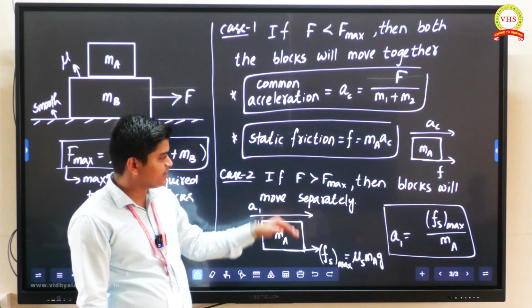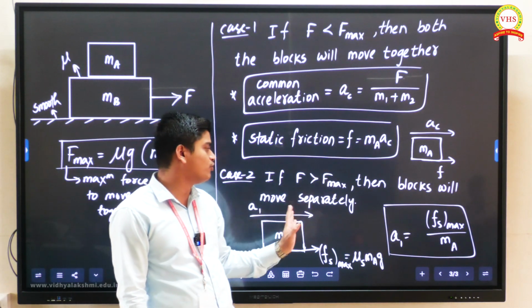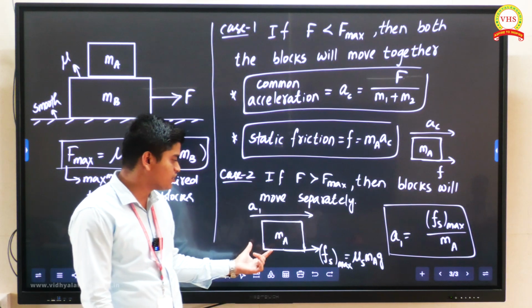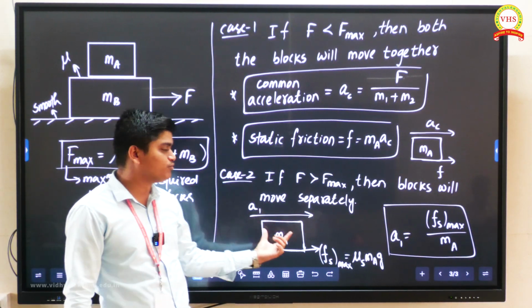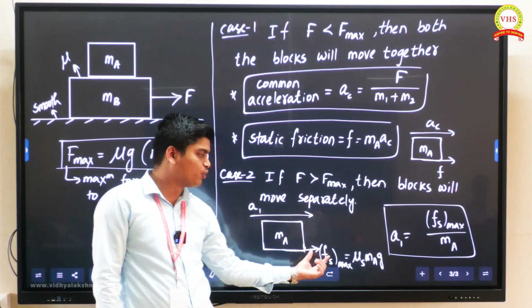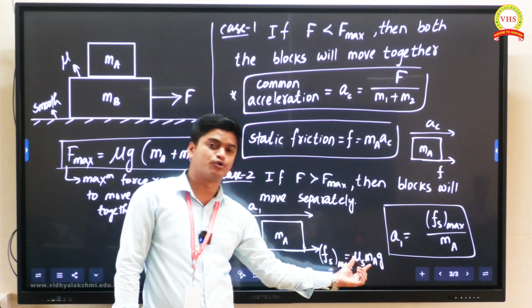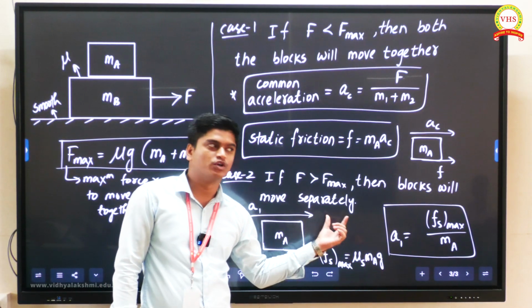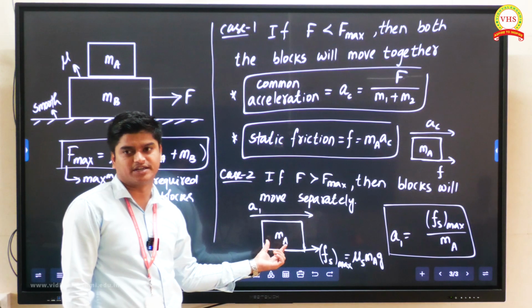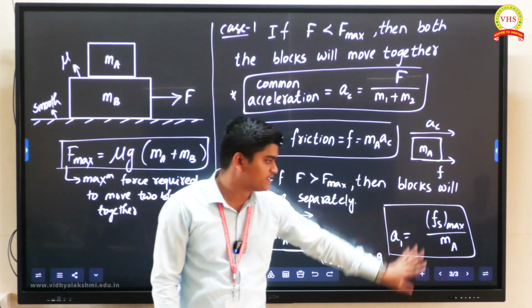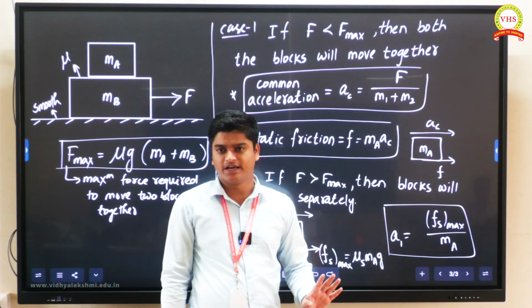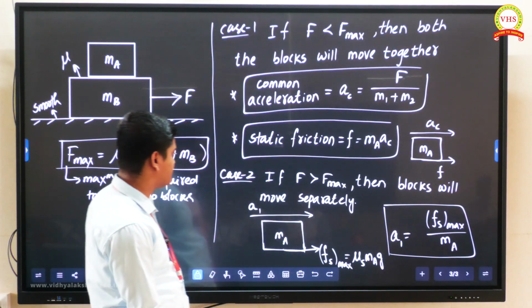So when F is greater than F max, then our blocks will move separately. So first consider the first block. If this moves separately, what is the force acting on this? Now maximum this much friction force will act. With that friction it will move with some acceleration. So for Ma this is the acceleration. Have you written or not? Clear idea? Okay. Next listen.